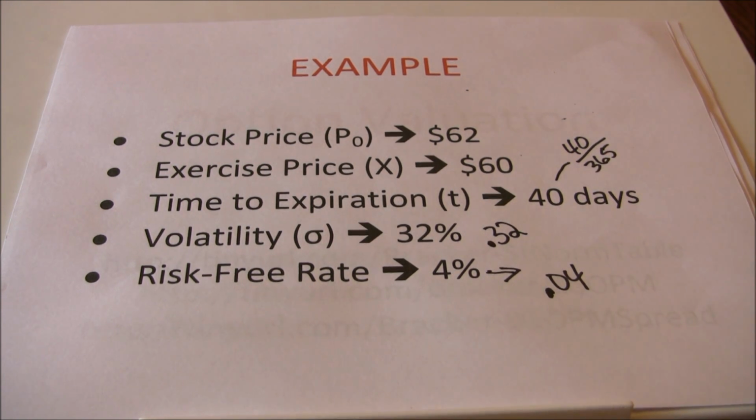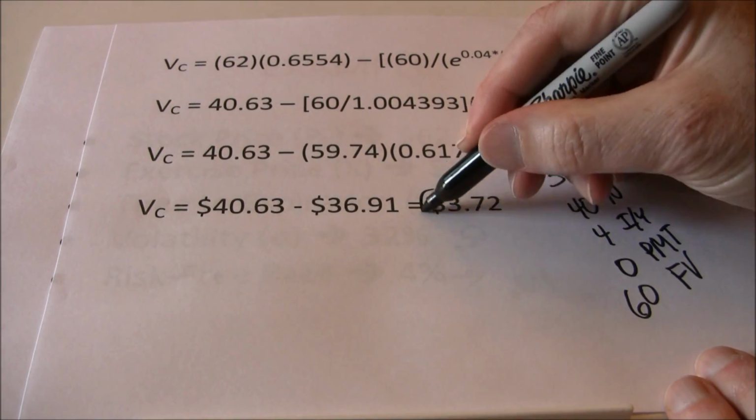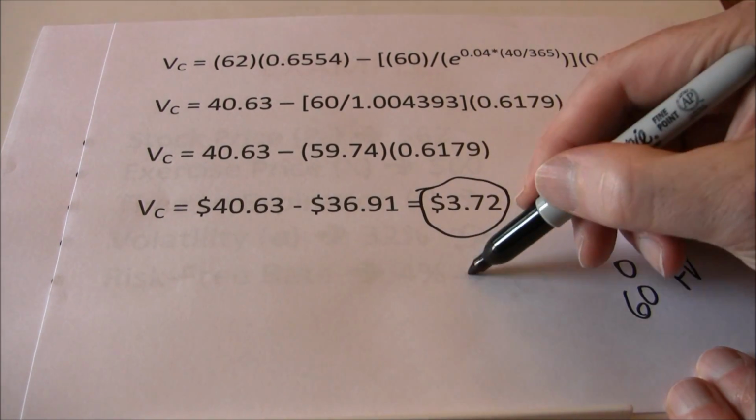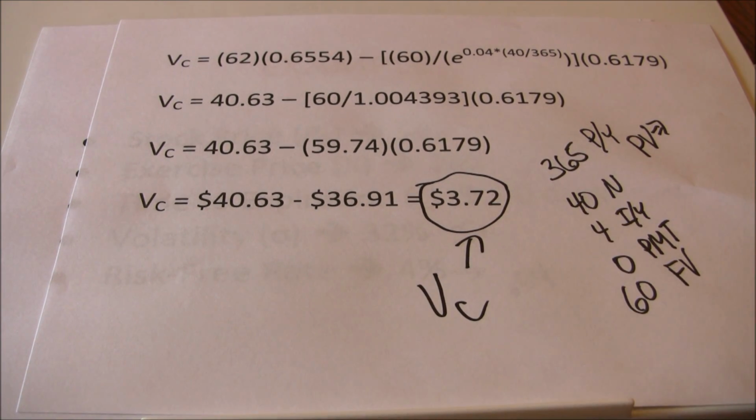When we walked through that example, we found that the value of the call option was $3.72. So that was our value of the call. Now in this video, we're going to do the last part, which is find the value of the put option.